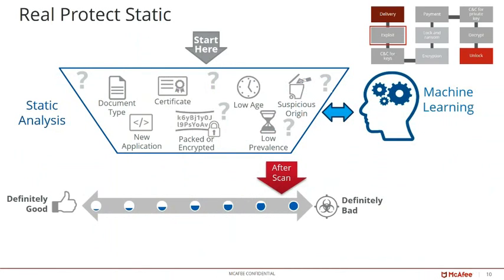So let's have a quick look at the first way that we've implemented that type of machine learning into the McAfee endpoint suite. Essentially what we've done is to create an algorithm that looks at the static attributes of files. So things like, is the file new? Where did it come from? What type of file is it? Does the file type match the file extension? Is it packed? What compiler was used? Lots and lots of different static attributes.